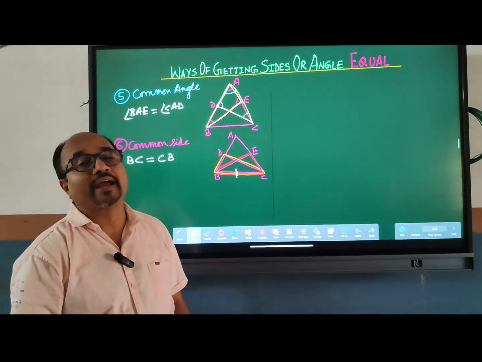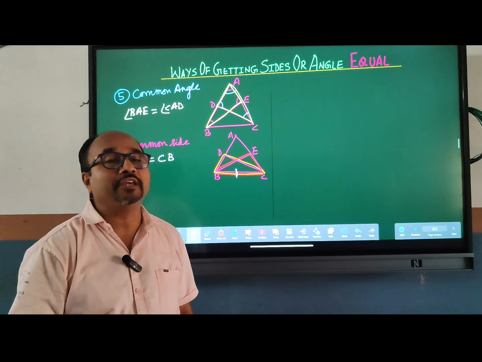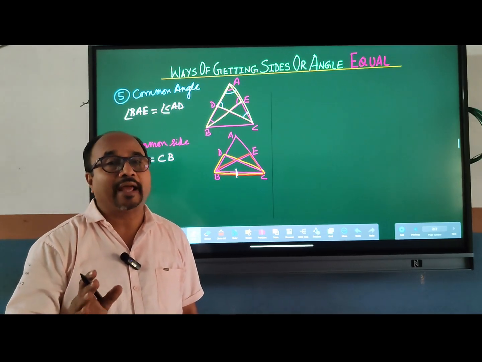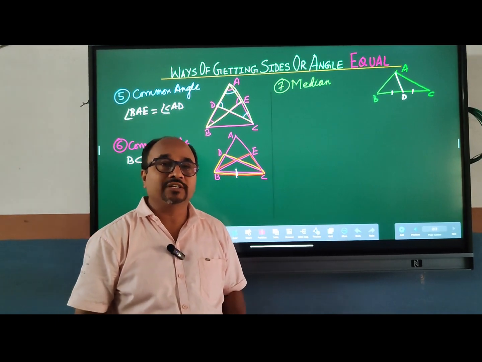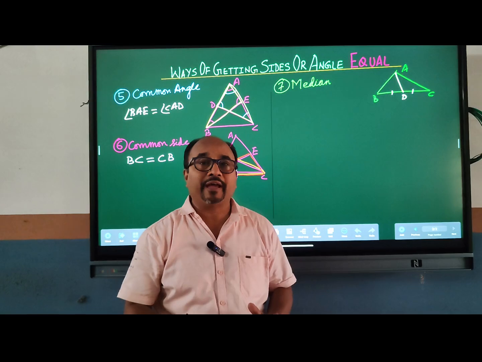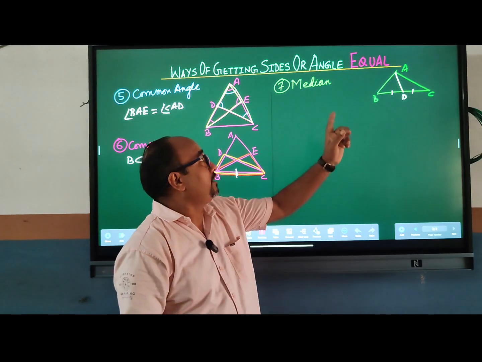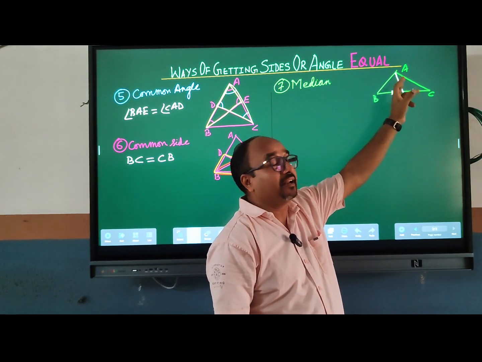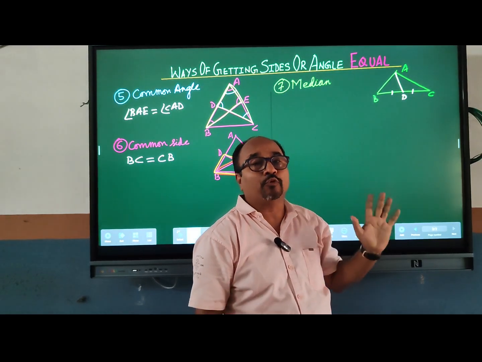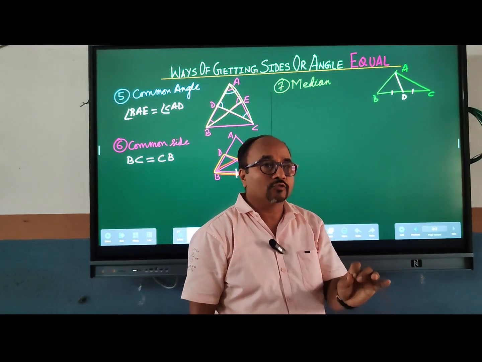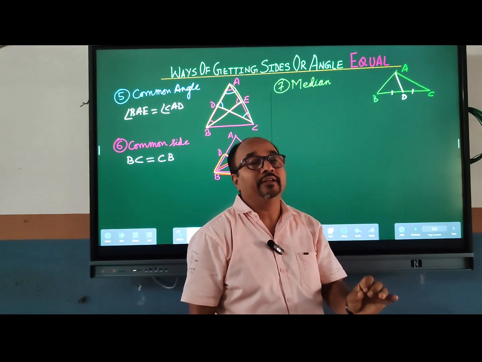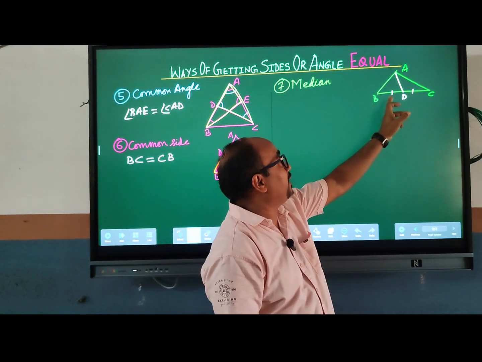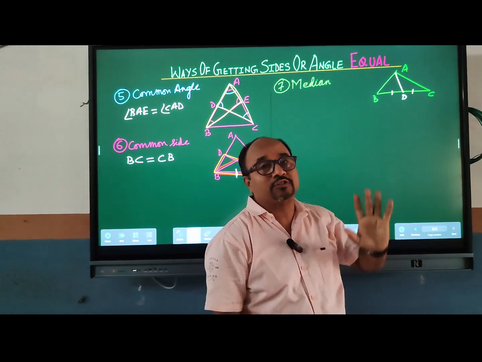Again, when the two triangles, some part of it is overlapping each other, look for the common side. It should be the side for both the triangles. Next we come to the median. You should know what is meant by a median. A median is a line drawn from any vertex of a triangle, and it should join the midpoint of the opposite side. Midpoint means the point of the line which divides it into two equal halves. So that is what I have made here. Mark here BD equals DC.